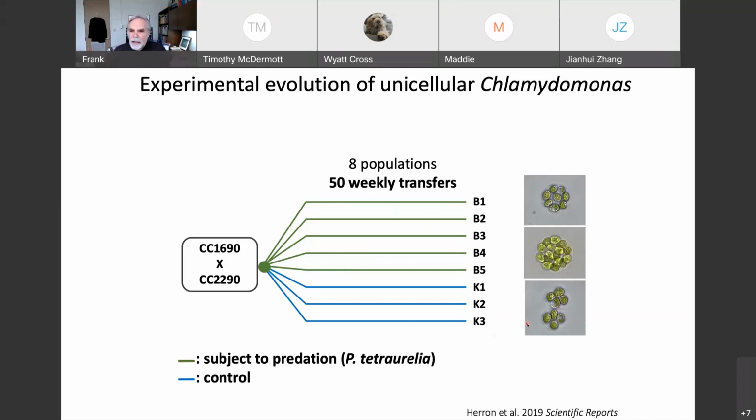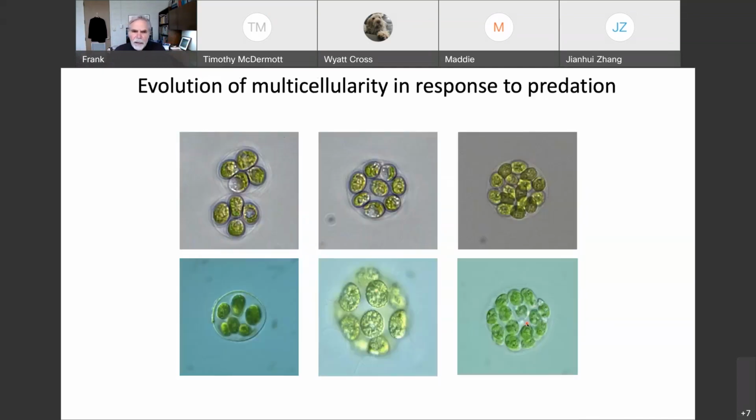In a subset of these populations, in none of the controls, but in a couple, the B2 and B5 populations, we saw forms like this evolve. And these, again, were stably heritable forms. Now we see something completely different. Not these kind of amorphous clusters, but these forms that are encased within this common cell wall and have a characteristic cell number. So here they are.